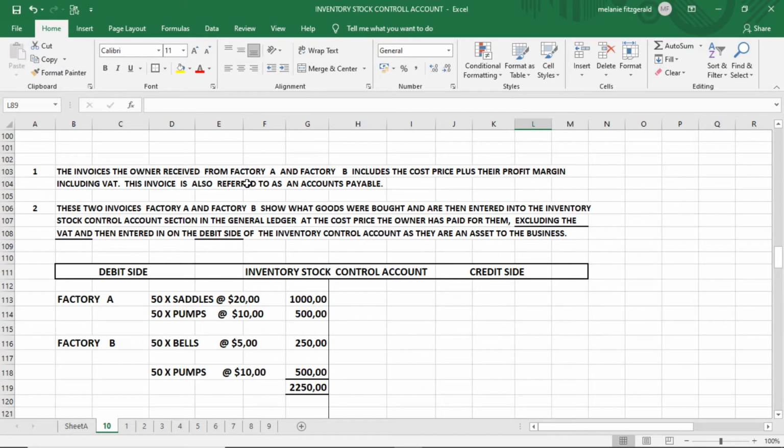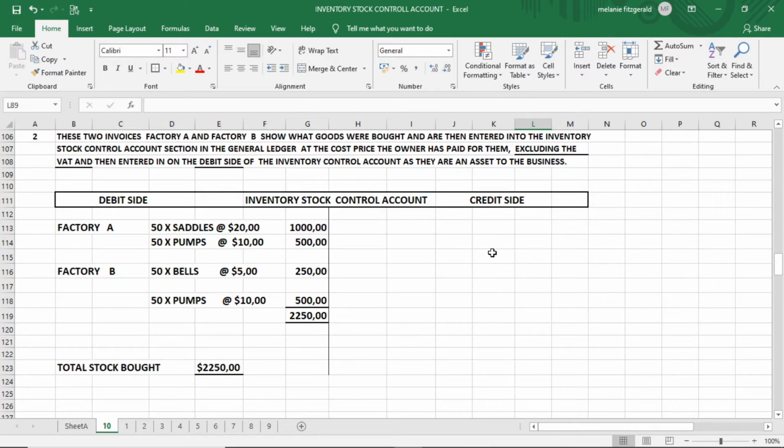The invoices the owner received from factory A and factory B include the cost price plus their profit margin, including VAT. This invoice is also referred to as an accounts payable. These two invoices, factory A and factory B, show what goods were bought and are then entered into the inventory stock control account section in the general ledger, at the cost price the owner has paid for them, excluding VAT, and entered on the debit side of the inventory control account as they are an asset to the business. So there's our inventory control account.